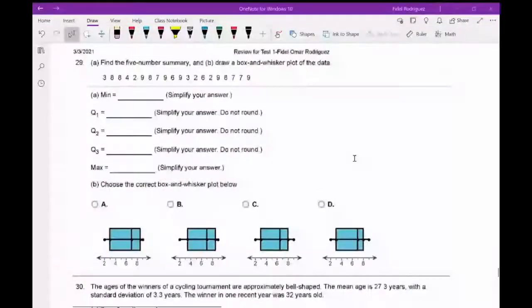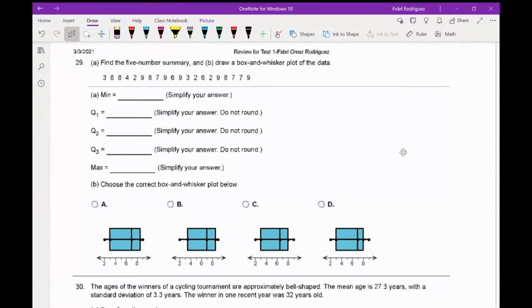29. Okay, let's take a look at 29. Perfect. Let me come back to number 29. Okay, here we go. So let me share this with you guys. Share the screen, application window, number 29. Okay, so let me make sure that you guys can see it. There we go. Okay, find the 5-number summary and draw a box and whisker plot of the data.